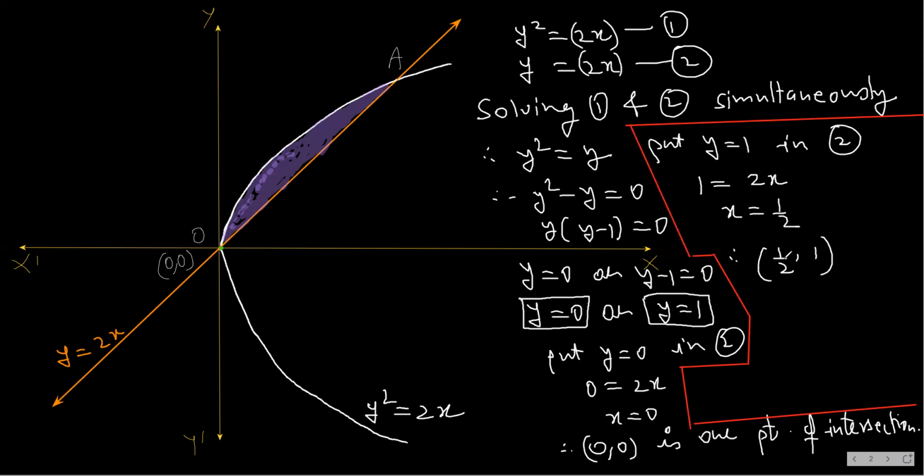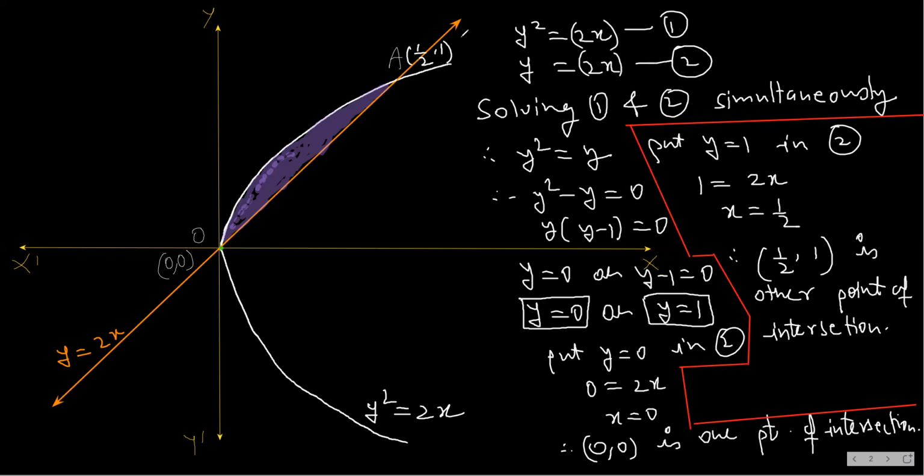हाफ कॉमा वन, एक्स कोऑर्डिनेट पहले लिखते हैं ना, हाफ कॉमा वन इज अदर पॉइंट ऑफ इंटरसेक्शन। देखो दूसरा भी मिल गया आपको, ठीक है। तो देखो एक 0 0 है और दूसरा ए का कोऑर्डिनेट्स है 1/2, 1, ओके, 1/2, 1.